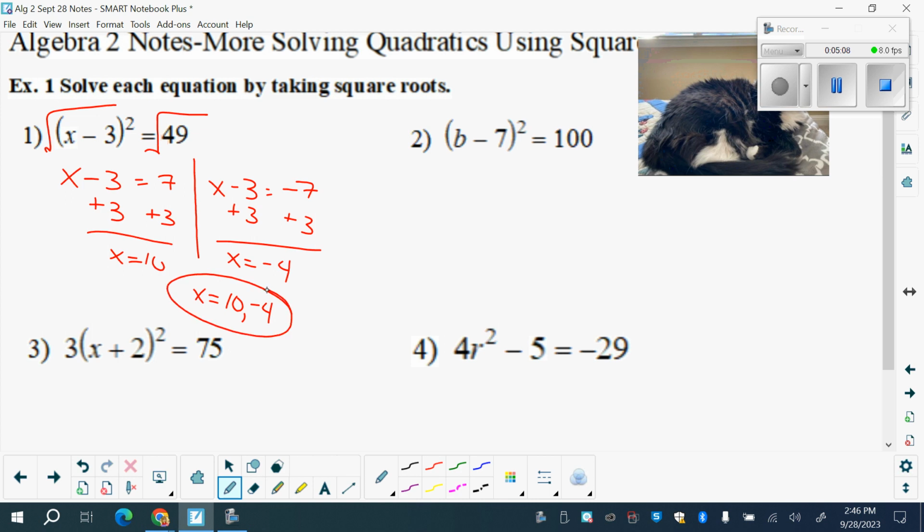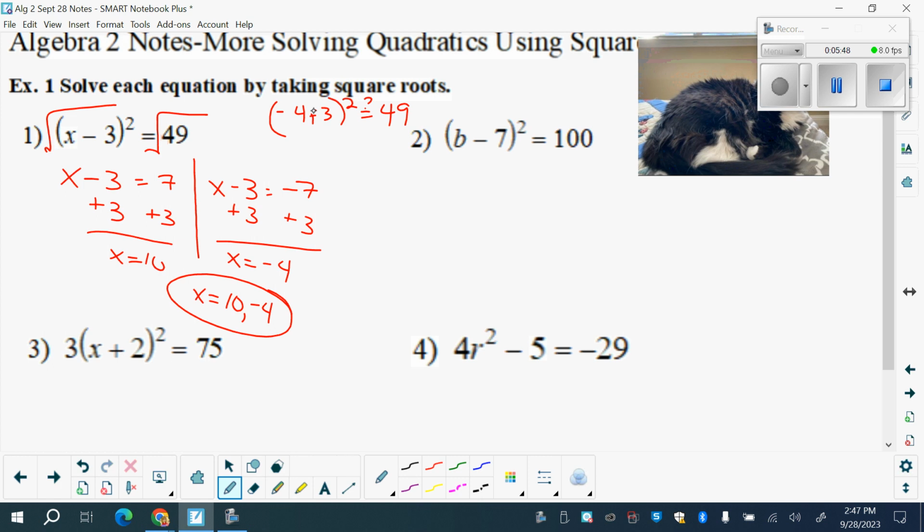Let's talk about that. If I took a 10 and put it in my original equation, 10 minus 3 is 7, squared gives me 49. What about negative 4 minus 3 squared? What is negative 4 minus 3? It's negative 7, like a negative plus a negative, so it's negative 7 quantity squared, which is 49 also. So both of those numbers work in the original.